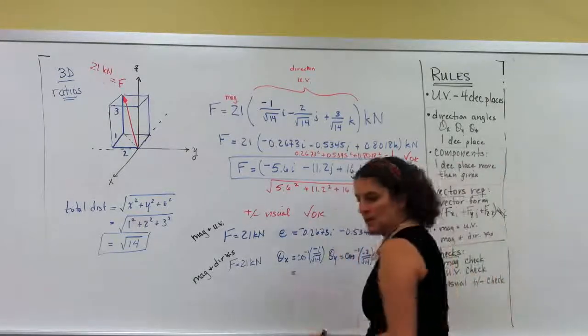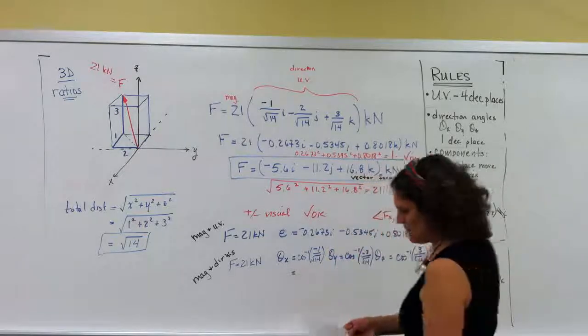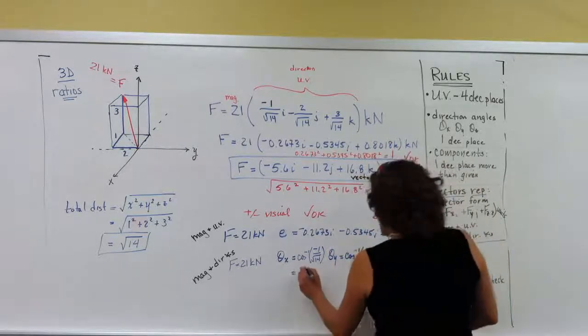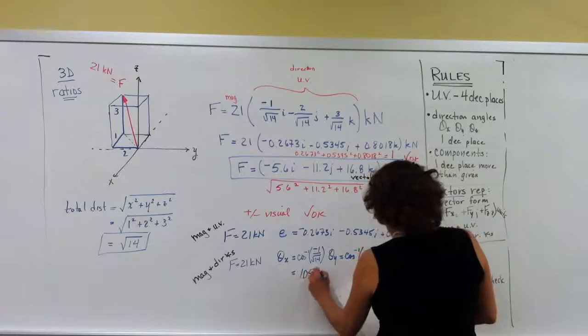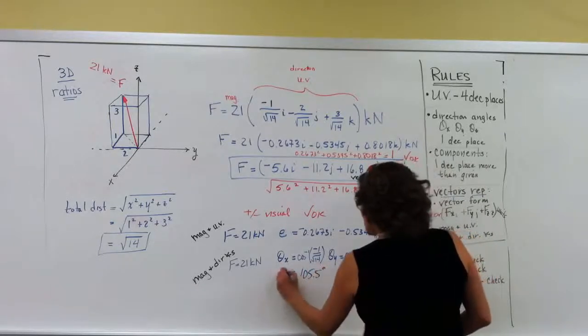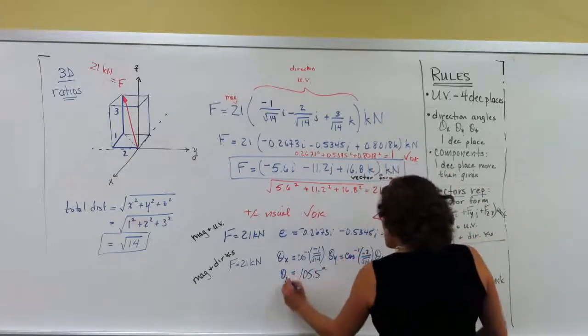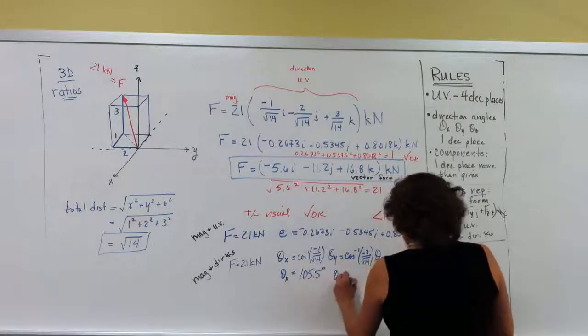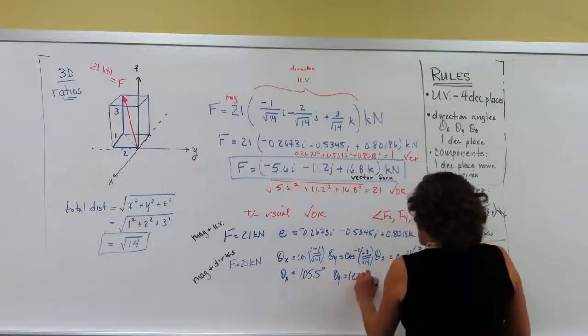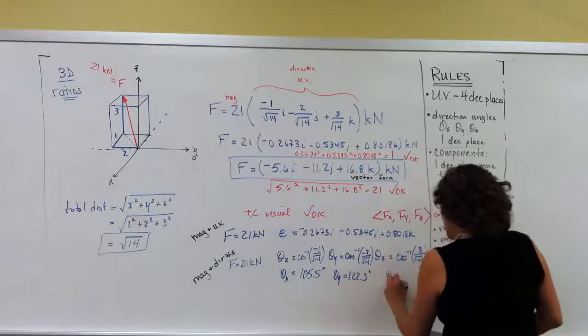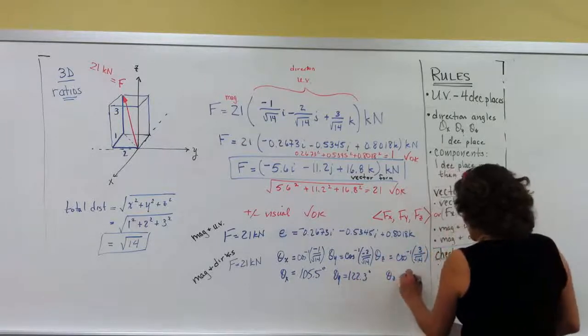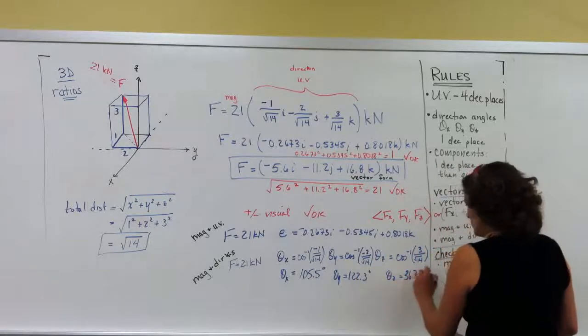And the values that we get are 105.5 for theta x. Theta y we get 122.3, and theta z turns out to be 36.7 degrees.